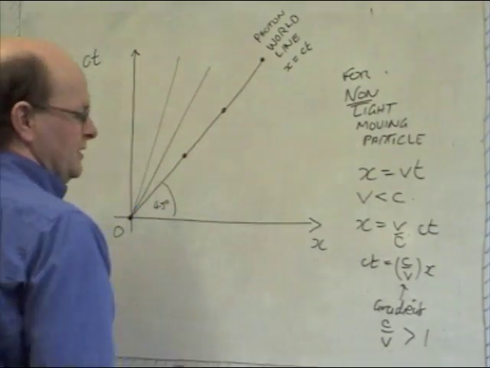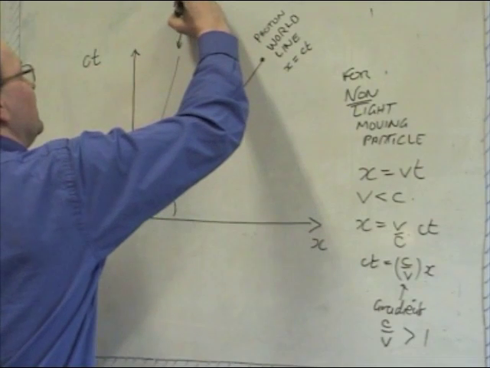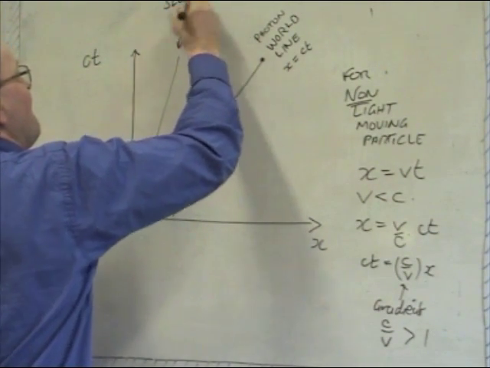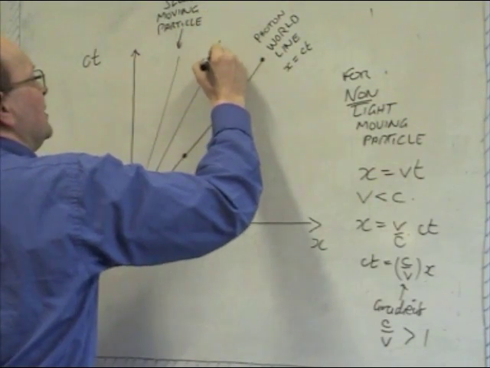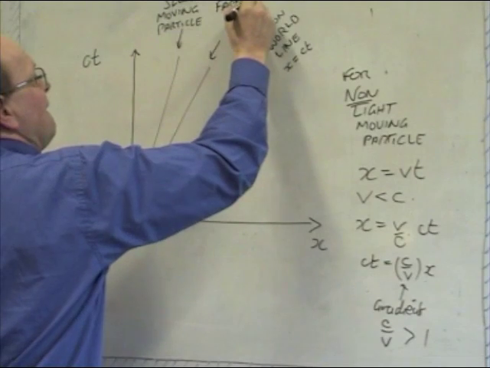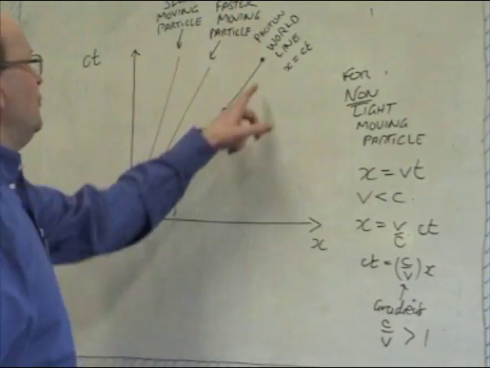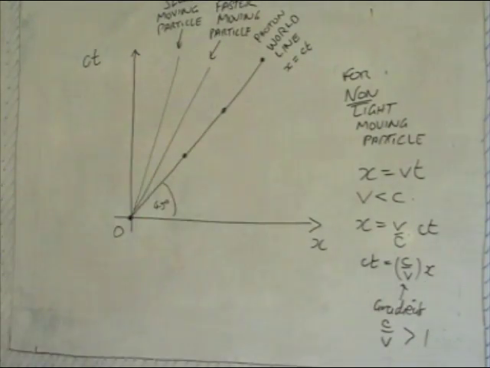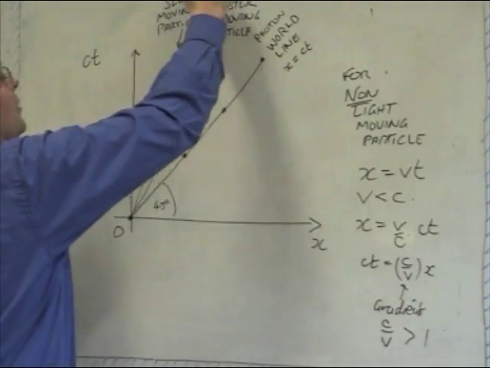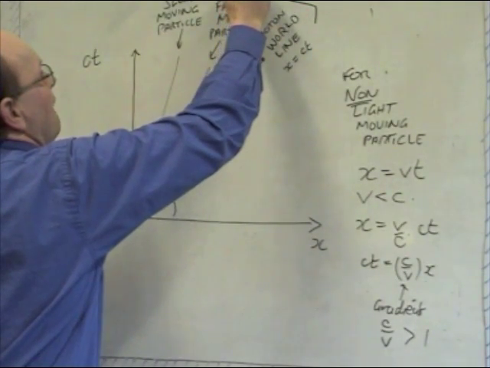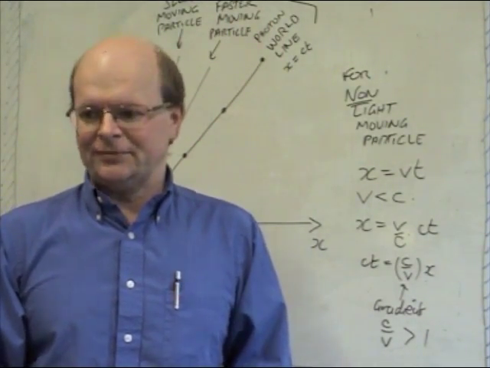As the particle gets faster, v gets bigger and approaches c, and the gradient tends to 1. So this will be the world line of a slower moving particle. This will be the world line of a faster moving particle. And as I've said before, this is the world line at the ultimate speed, for a massless particle, x equals ct, so this has slope 1. And these are all world lines. Okay, so that's the first section about space-time diagrams and world lines.